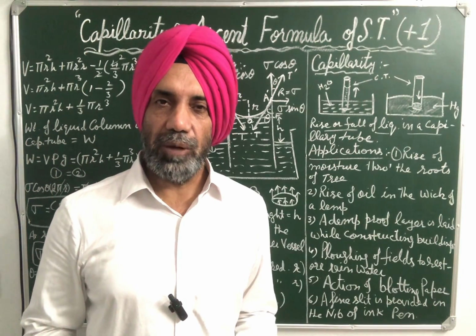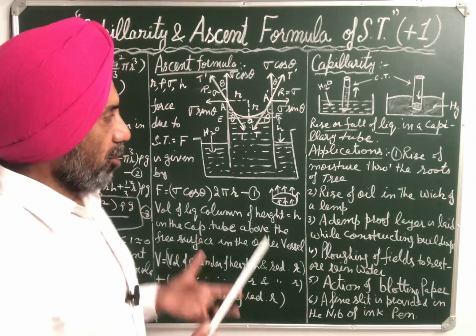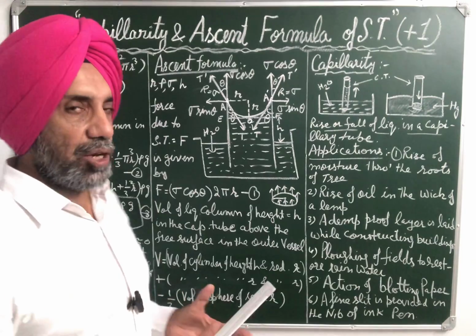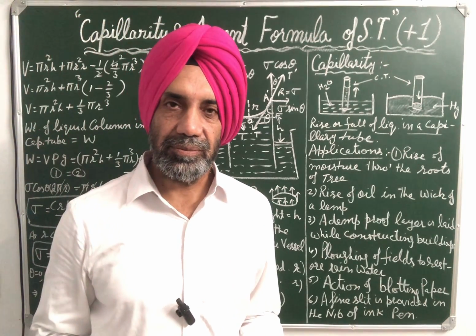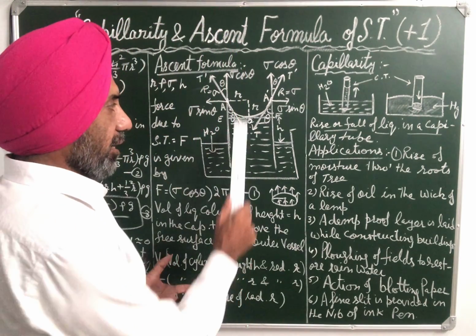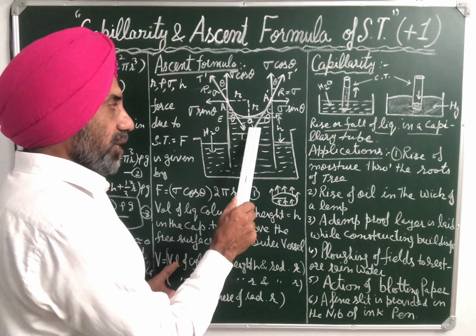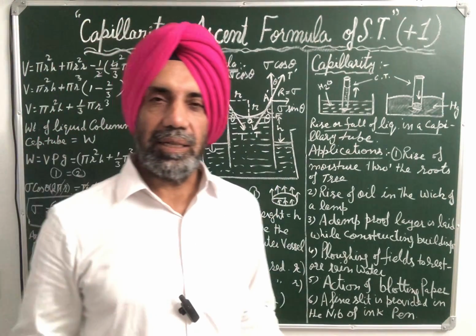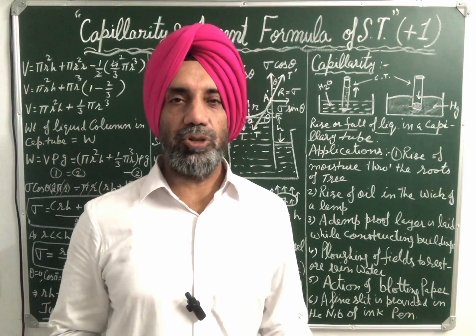becomes equal to the force due to surface tension, because liquid rises in the capillary tube because of the force of surface tension, and it will rise till the weight, because weight acts vertically downward, balances the force due to surface tension.